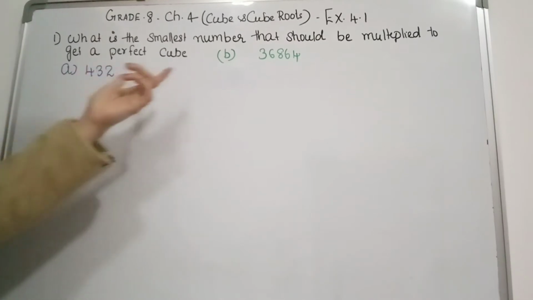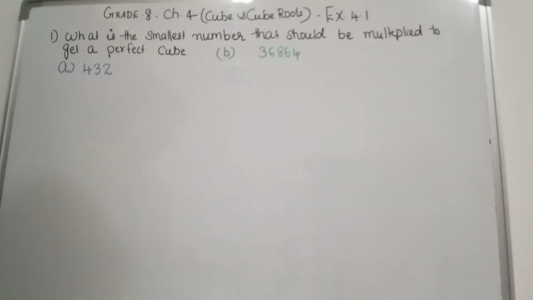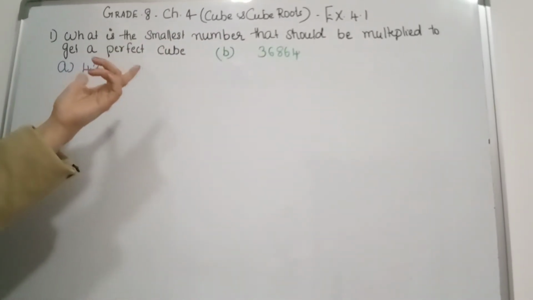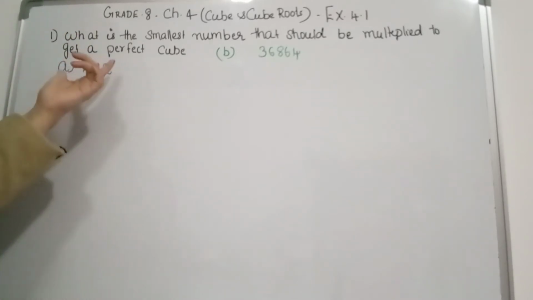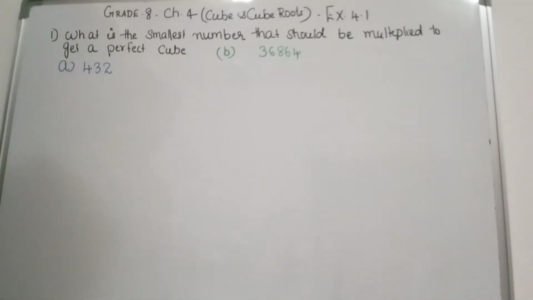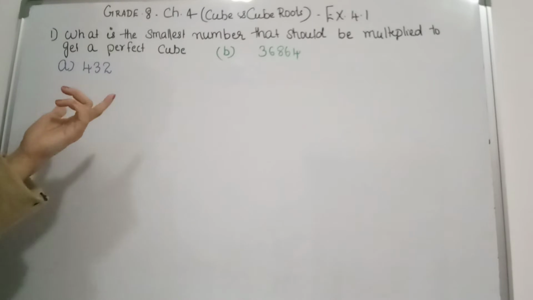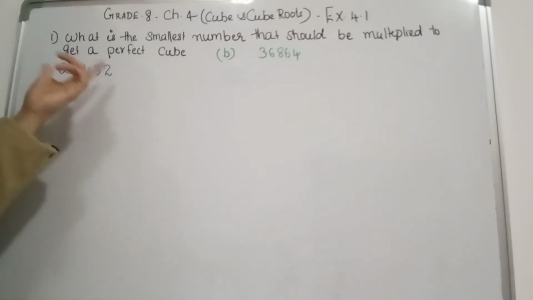A, 432. B is 36,864. These two are not a perfect cube. So you have to find out what is the smallest number that makes these two numbers a perfect cube. For this, you do the prime factorization of these two numbers.